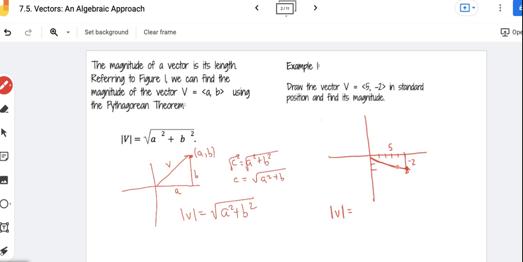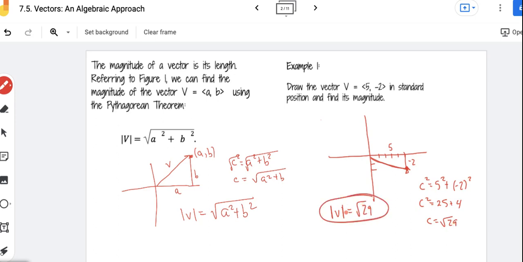So again, the length of the vector, the magnitude of this, is just going to be the Pythagorean theorem. So you're going to do c squared equals a squared plus b squared. All right, and we have c squared equals 25 plus 4. So c would be the square root of 29. And so that would be my magnitude.